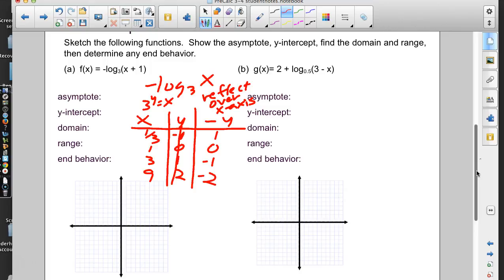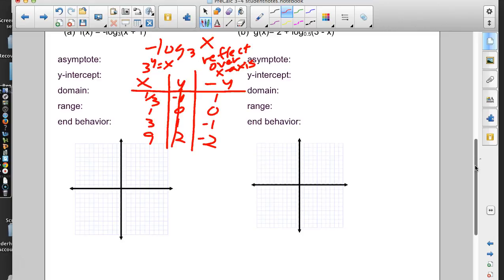These, I just picked them because they're nice ones. Where'd you plug it in? Oh, 3 to the y equals x, because remember, logarithms are not the way we think. We always translate from exponents. So we quickly do a 3 to the y equals x snail shell on that, and then we go from there. So let's graph this dashed and see what it looks like. 1/3, 1; 1, 0; 3, negative 1; and 9, 2.